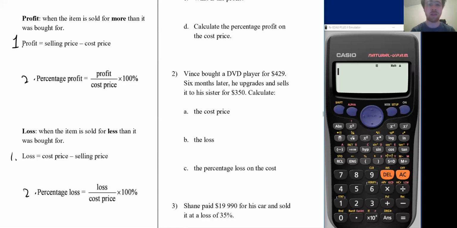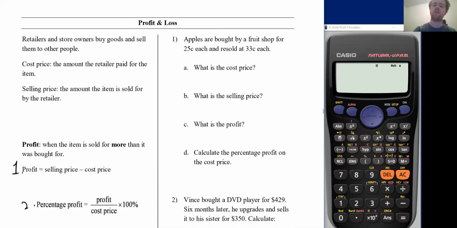We're going to look at 3 examples, 2 which are fairly straightforward, and the third one is a little bit different. So first example here: apples are bought by a fruit shop for 25 cents each, maybe from a wholesaler, and then resold at 33 cents each. So what is the cost price? What did the store buy it for? They bought it for 25 cents.